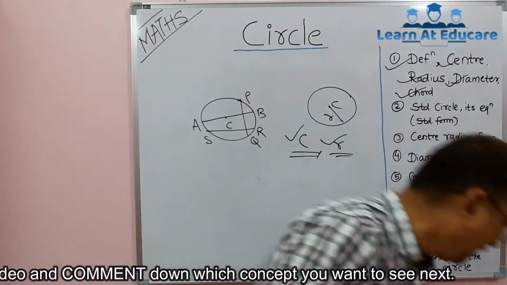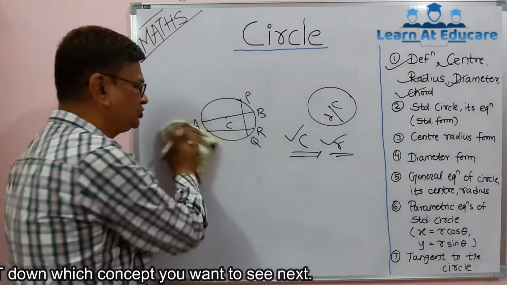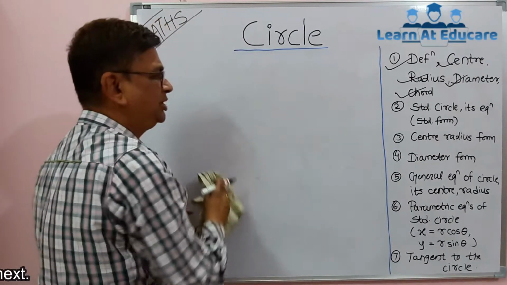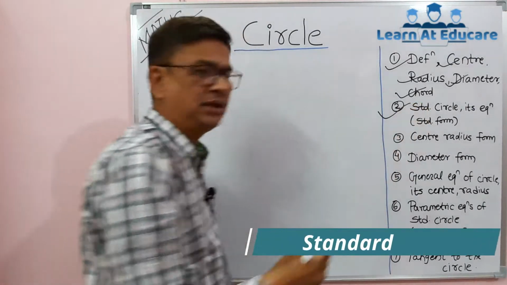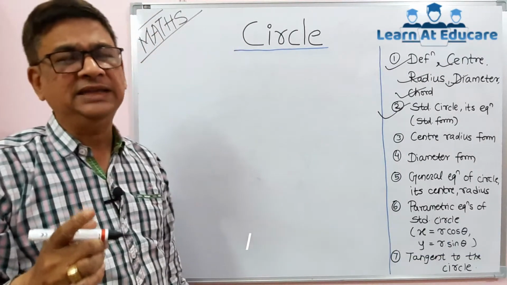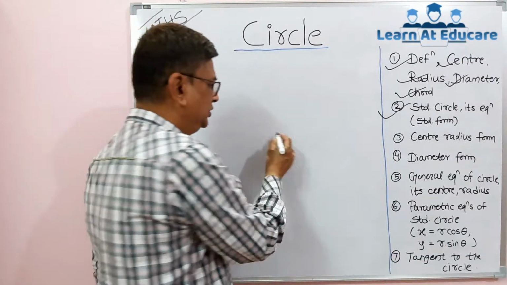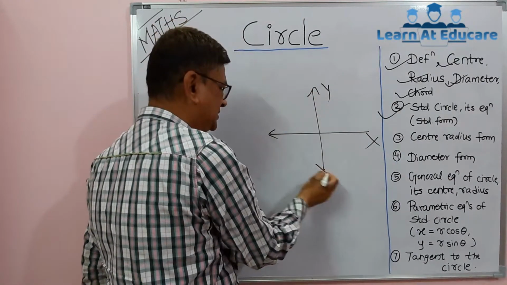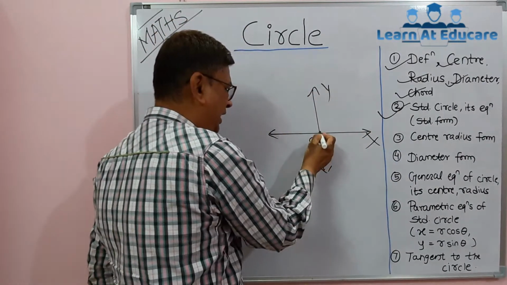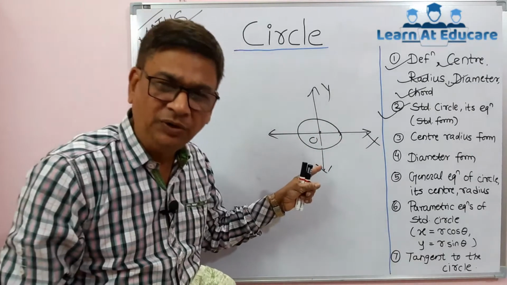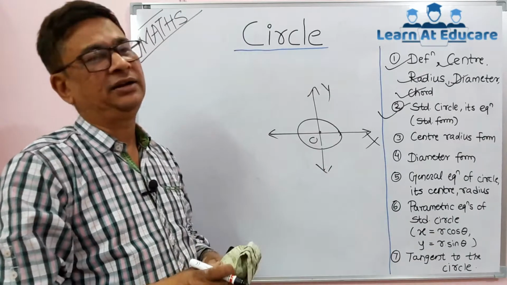Now we will deal with different forms of circle and their equations. Among them, the first one is the standard circle. A standard circle is the circle whose center is at the origin. We know this is our coordinate system, x-axis, y-axis, and this is the origin. And if we draw such a circle whose center is at the origin, it is called a standard circle.